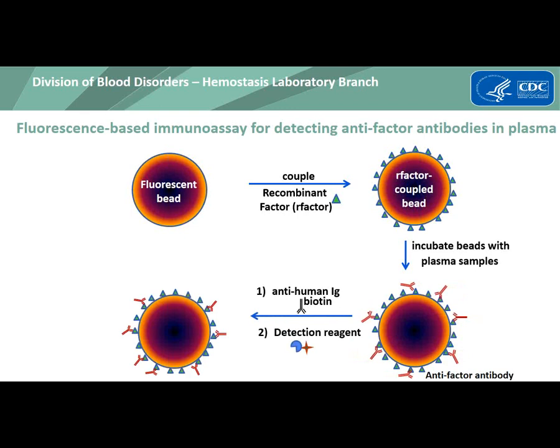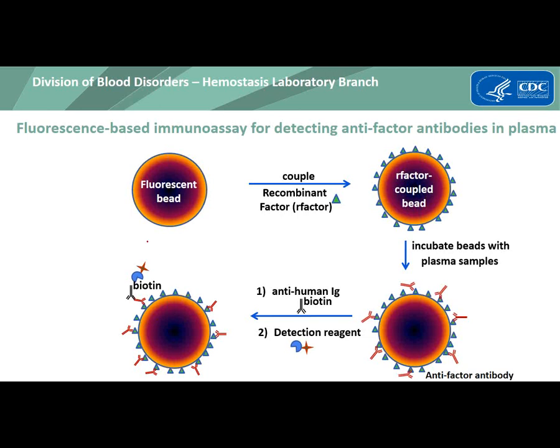And then these human antibodies are detected with serial incubations of anti-human immunoglobulin, which is conjugated to biotin, followed by a detection reagent, which specifically binds to biotin with a fluorescent tag. Then you measure the amount of fluorescence in the tube, and you get an idea of how many antibodies are bound to it.